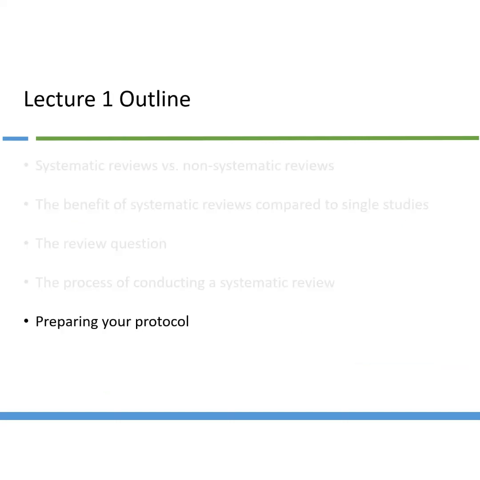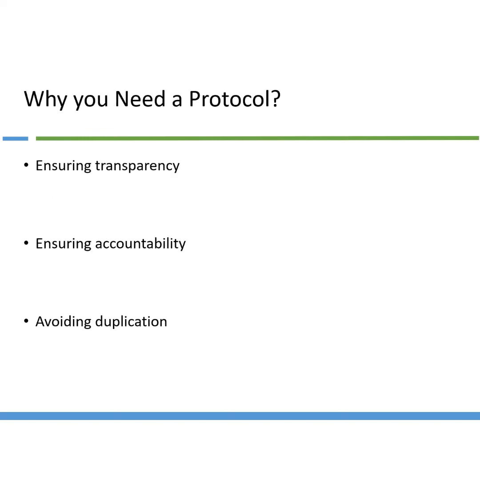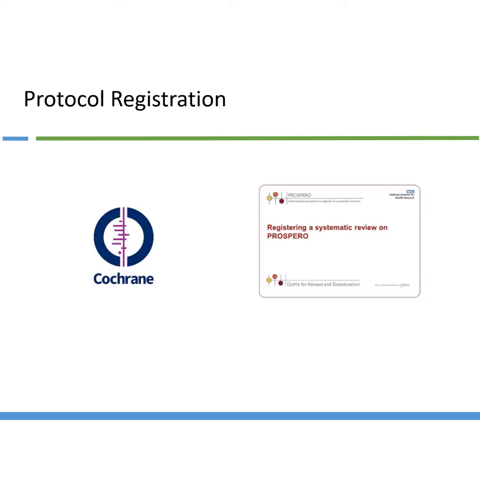Then let's finish our lecture 1 by talking about preparing your protocol. Why do we need a protocol? To ensure transparency of the data. So you're transparent, you state your plan and you follow your plan as you said it. It limits the biases, it ensures accountability, and avoids duplication. If there is a protocol published, why would I do something that someone else is already planning to do? So people try to avoid doing the same kind of projects.